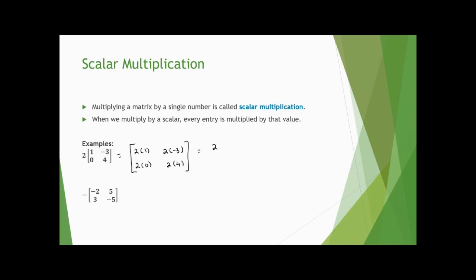So that would give us 2, -6, 0, and 8. The second example, you have a negative sign. So that's just basically changing the signs. It's like you're multiplying everything by -1. So that would give you 2, -5, -3, and 5. So scalar multiplication is pretty simple. You just have to multiply every number by whatever's in front. So that's not too complicated.